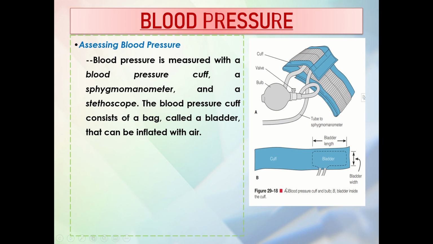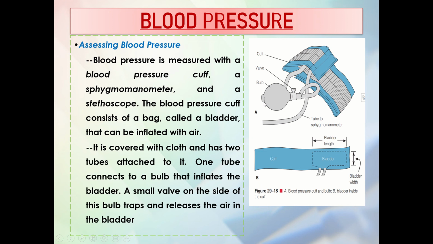Next, tapos may tubing tayo definitely. And then the letter B, this is the bladder. Ito yung bladder inside the cuff. Again, this is the cuff, di ba? Ito yung bladder, okay, so ito yung nai-inflate ng air kapag pinapump natin si bulb. Now it is covered with cloth and has two tubes attached to it. One tube connects to a valve that inflates the bladder. A small valve on the side of this valve traps and releases the air in the bladder. So ito yung tube na yon, ito yung nakakonekta sa bladder.